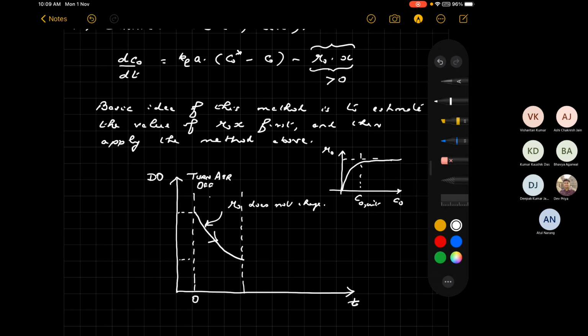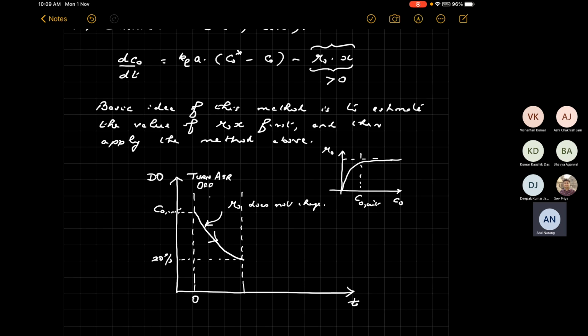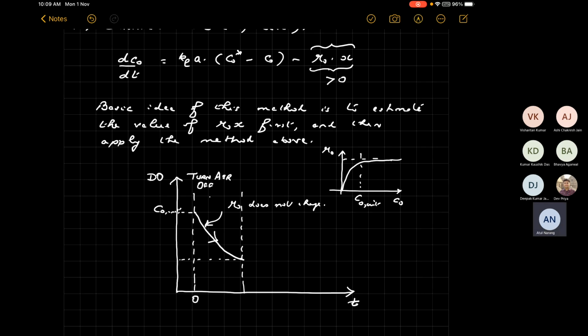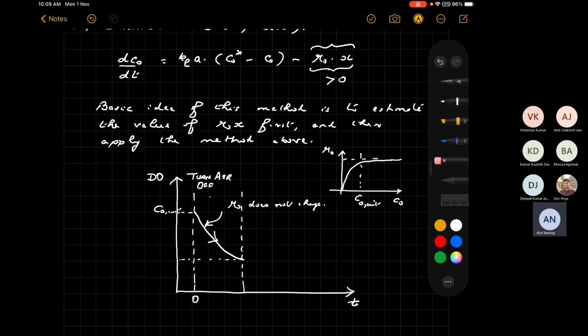You stop, let's say, when it is at about 20% of CO initial. You will never allow it to go below 0.2 times CO initial. That's it, 20%. You will never allow it to go below that, because if it went below that, RO might start dropping. That you don't want. So RO remains constant throughout this period.